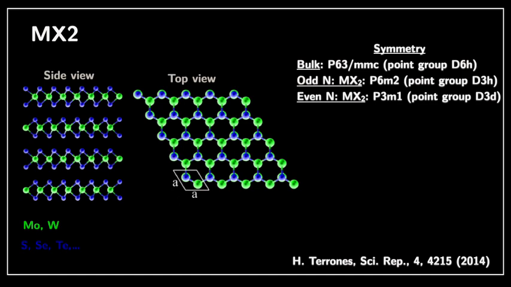So basically, this MX2 material, and I'm showing you here a side view of a 4-layer MoS2, for example, as well as the top view. These materials have been known in bulk form, so essentially an infinite number of layers, for many years. The thing is, symmetry, as I told you, is very important for Raman activity. The symmetry of the bulk material is slightly different from the symmetry of a single layer or a double layer. In fact, of an odd number of layers and an even number of layers. So the symmetry for the bulk is found to be P63/mmc, for the odd number of layers P6m2, and for the even number of layers P3m1.